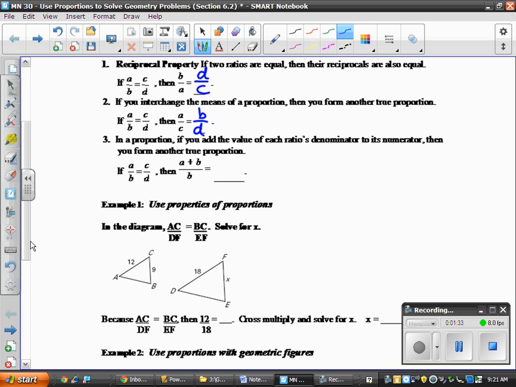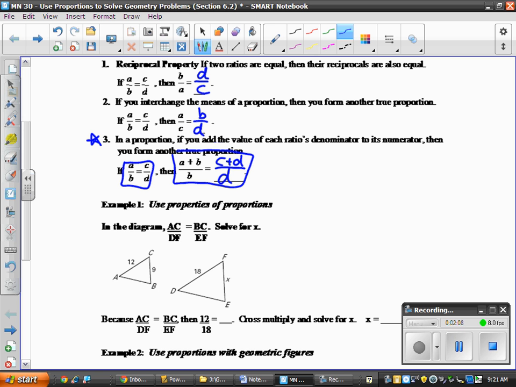This one right here, number 3, the last property we're going to talk about quickly, is one that we use a lot, and this is the one that I'm going to reference back to quite a bit in this note guide. It's where a over b is equal to c over d. Then, to give you the same proportion, you can add your numerator and denominator, so a plus b all over your denominator of b is equal to c plus d all over your denominator d. So whether it's this proportion or this proportion, these are going to give you the same result.